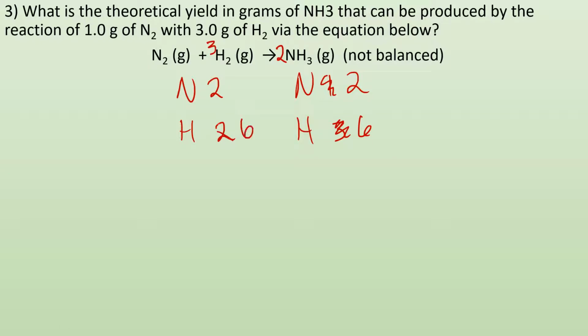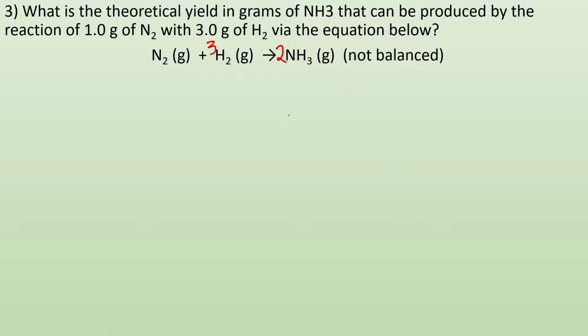So I end up with 6, and now it's all balanced, right? So I got my balanced chemical equation. Thank goodness. Only now can I begin. All right, so now I can go, all right, well, what is my limiting reactant? And then once I know that, then I can get my theoretical yield.